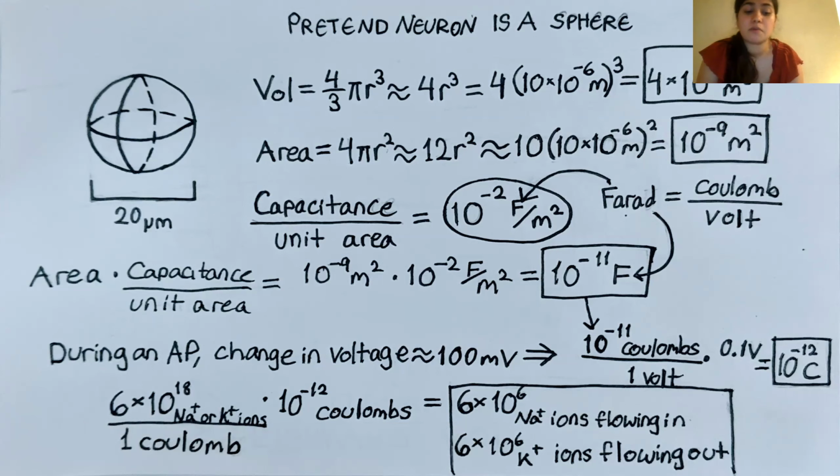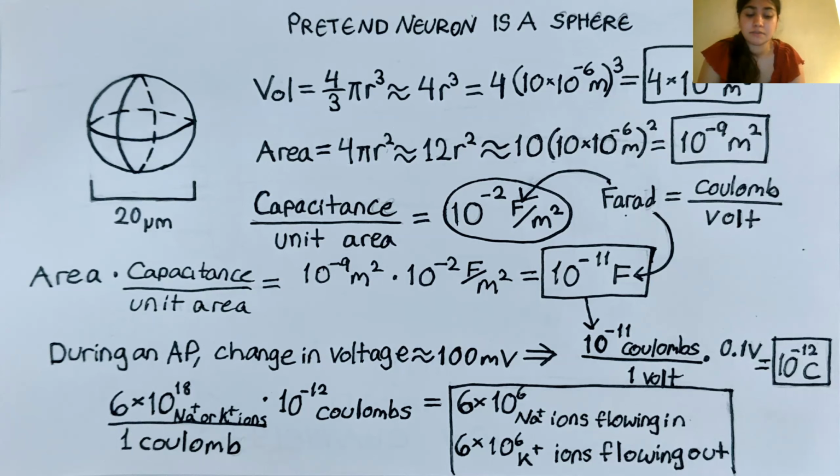And this should give us an approximation of the number of ions that flow through the membrane, which is going to be 6 million ions. This means that 6 million sodium ions flow into the cell during the rising phase, and around 6 million potassium ions flow out during the falling phase. Do you think this has a big impact on the cell? It's a lot of ions and the cell is really tiny.